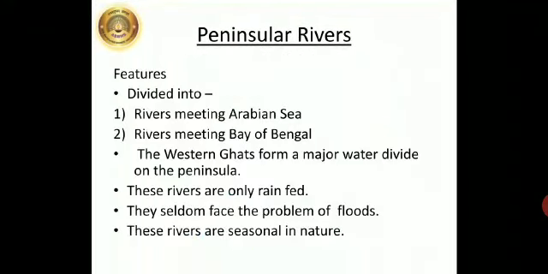The peninsular rivers are divided into the rivers meeting Arabian Sea and the rivers meeting Bay of Bengal. The Western Ghats form a major water divide on the peninsula. These rivers are only rain fed, that is, they get the water only from the rain. So the problem of floods is comparatively less than the Himalayan rivers. And so these rivers are seasonal in nature.